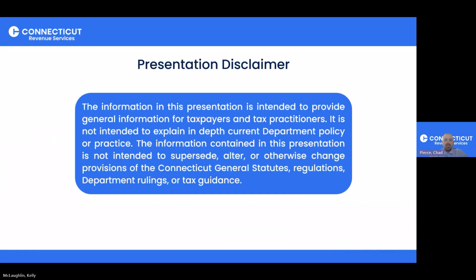Just a presentation disclaimer: the information in this presentation is intended to provide general information for taxpayers and tax practitioners. It is not intended to explain in-depth current department policy or practice. The information contained in this presentation is not intended to supersede, alter, or otherwise change provisions of the Connecticut General Statutes, regulations, department rulings, or tax guidance.